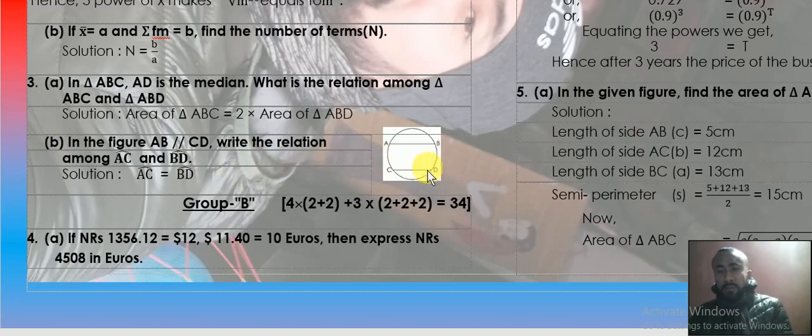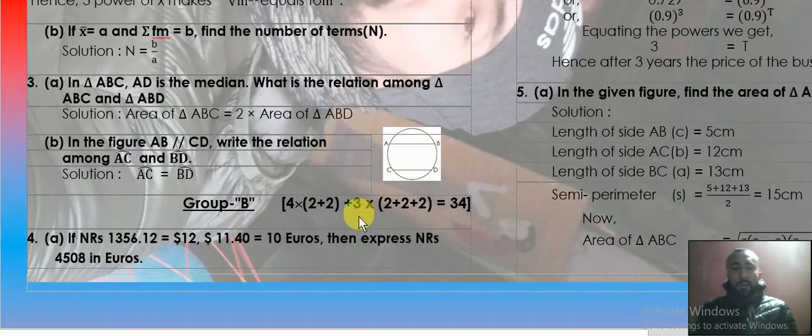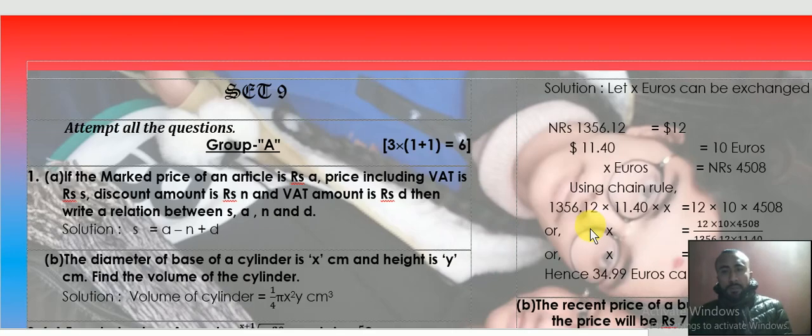Here also you are just asked to write the relation, and the relation is arc AC is equal to arc BD. Now let's move on to question number 4a. Regarding question number 4a, you can see there are 3 currencies involved: Nepali currency, dollar and euro. If there are 3 or more currencies, it's better to use the chain rule. For that we need to write in arranged form.